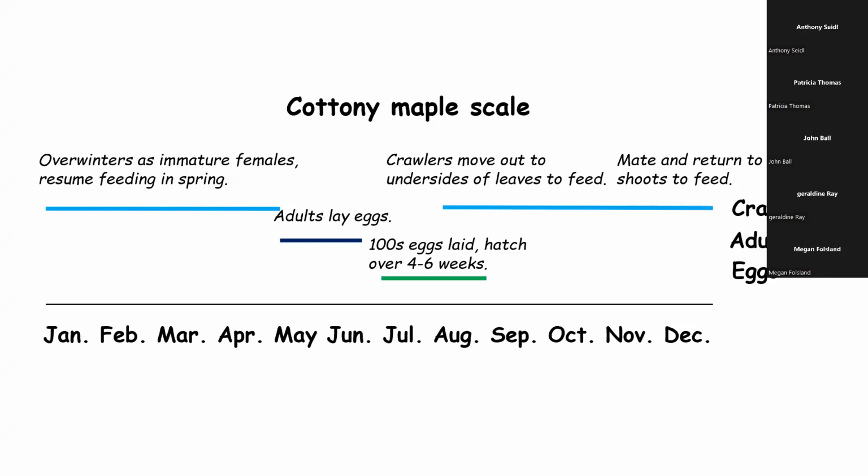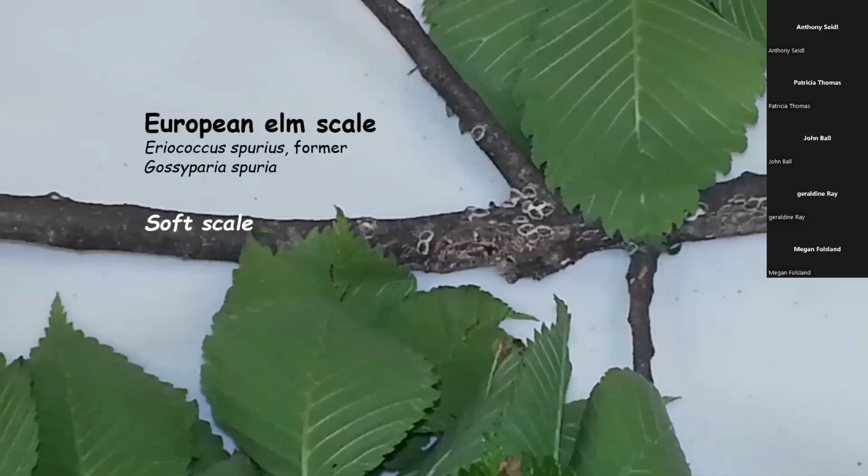And since it's soft scale, they hatch over a fairly long time period, with crawlers moving to the underside of the leaves to feed, and then move back in the fall after they mate. And they overwinter as immature females, and they will feed a little in the spring. So you'll get some honeydew production in the spring as well. The next one is European elm scale.